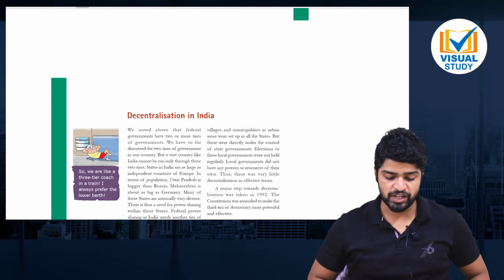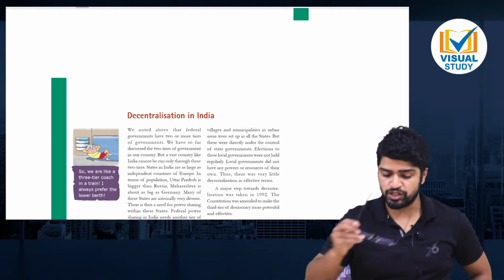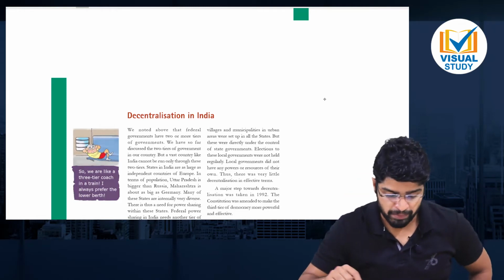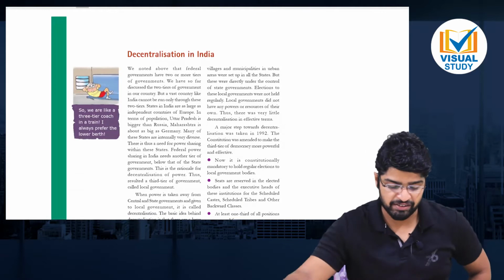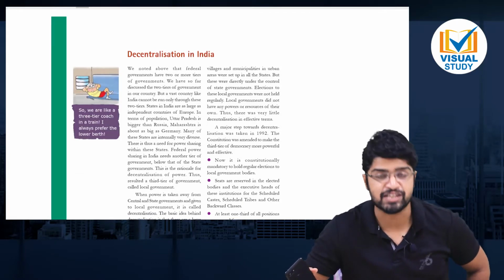In terms of population, Uttar Pradesh is bigger than Russia. Maharashtra is about as big as Germany. Many of these states are internally very diverse. Thus, there is a need for power sharing within these states as well.